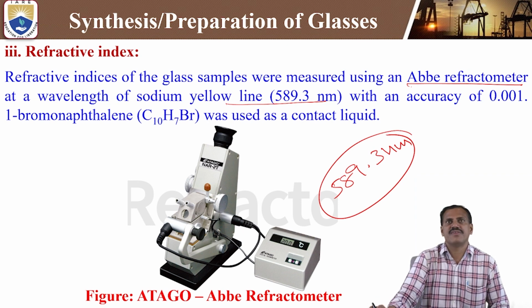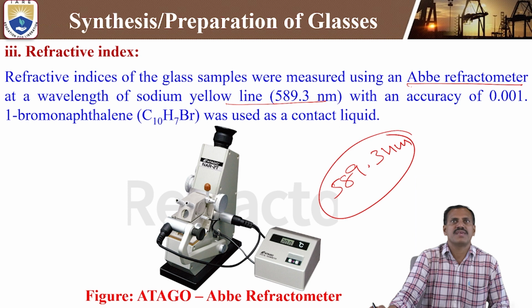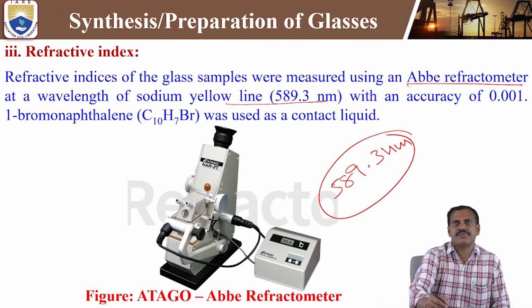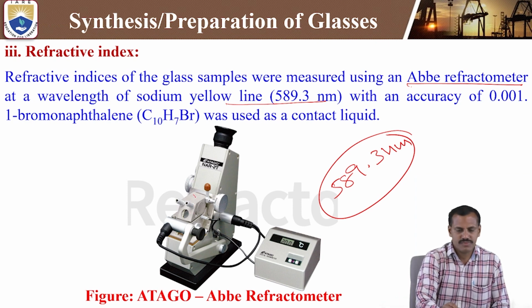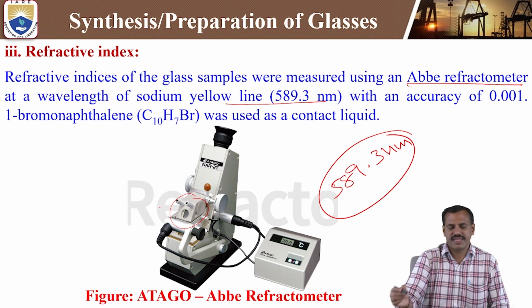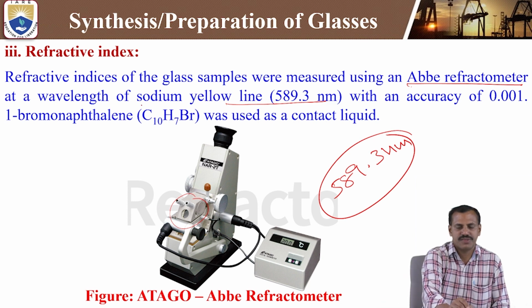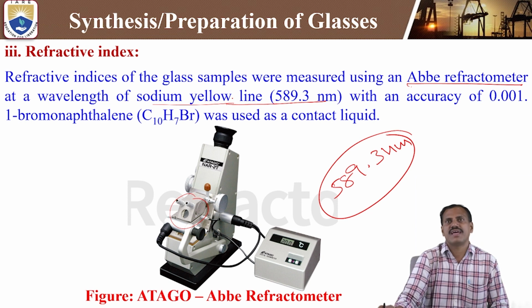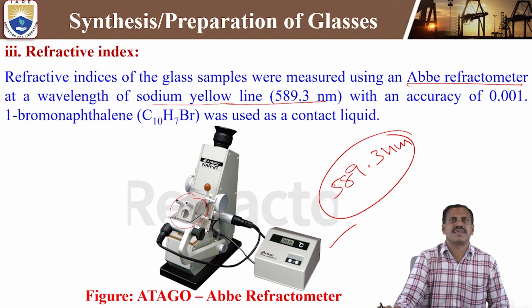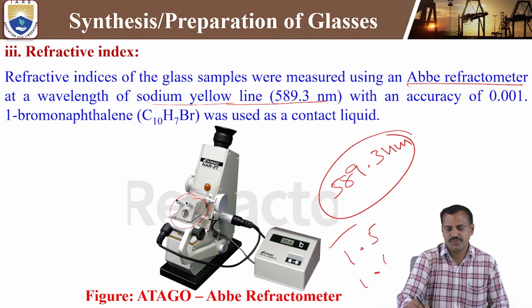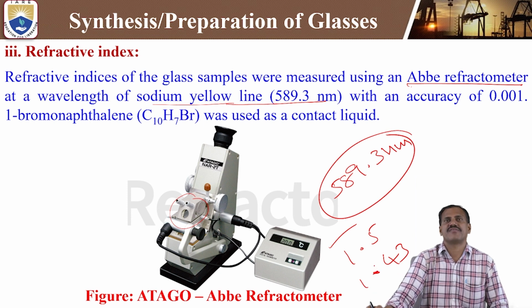With an accuracy of 0.001, bromonaphthalene was used as the contact liquid. In this refractometer, we take the sample and keep it in this box. Then we measure at the wavelength of the sodium yellow line, and at that time it shows how much refractive index we got. For borate glasses doped with samarium 3+ ion, the refractive index is 1.5 or 1.43, like this.